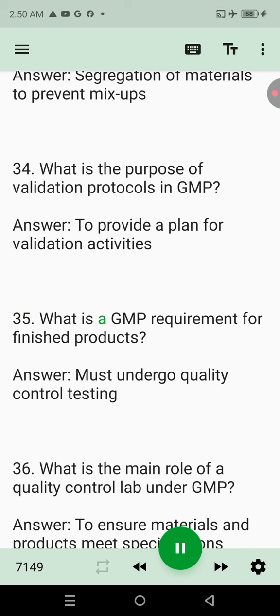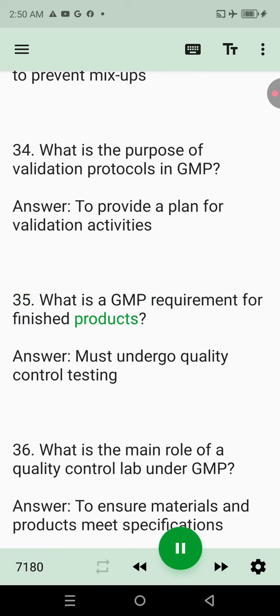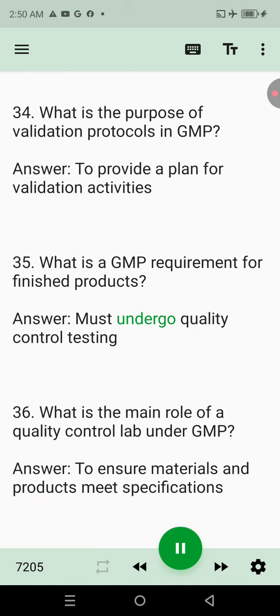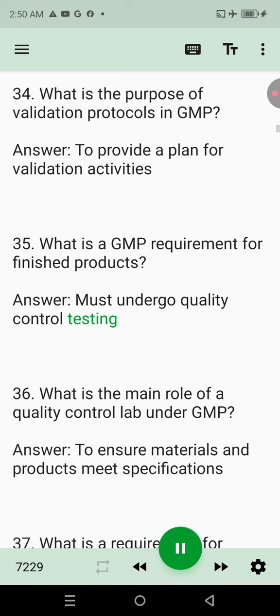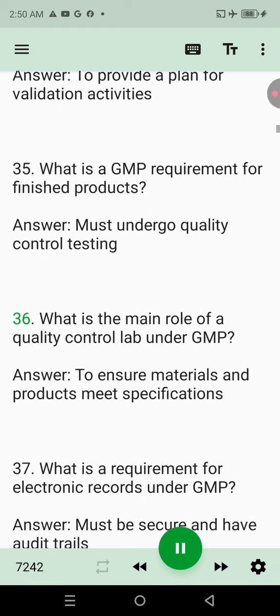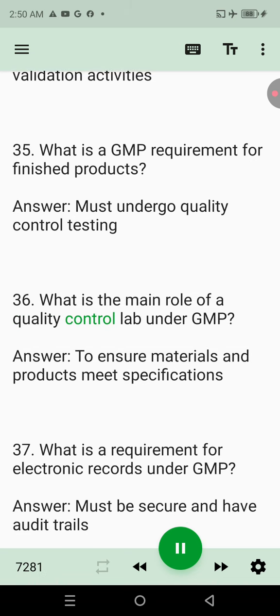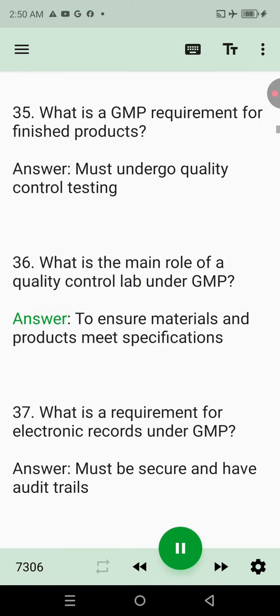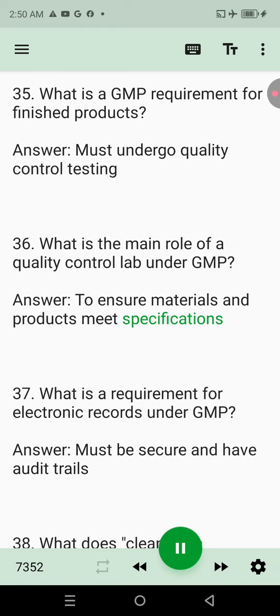35. What is a GMP requirement for finished products? Answer: Must undergo quality control testing. 36. What is the main role of a quality control lab under GMP? Answer: To ensure materials and products meet specifications.